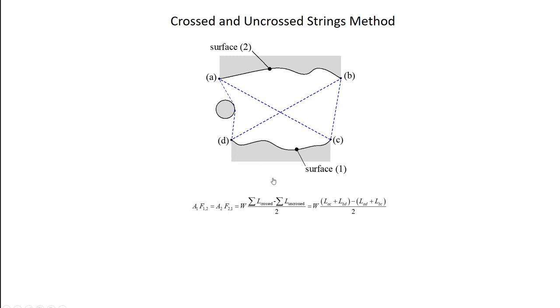So in that case then, if I go down here, what's going to happen? All the strings stay the same length except LAD. So this is LAD right here. I'm subtracting a bigger number. That means my view factor is going to go down, right? So that definitely is included in this calculation.